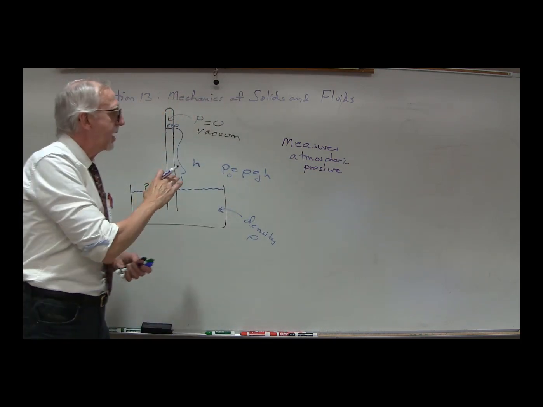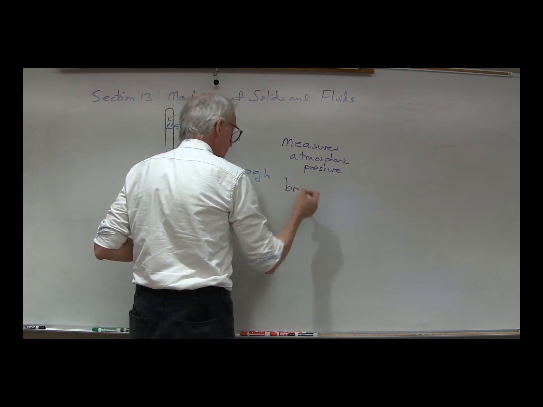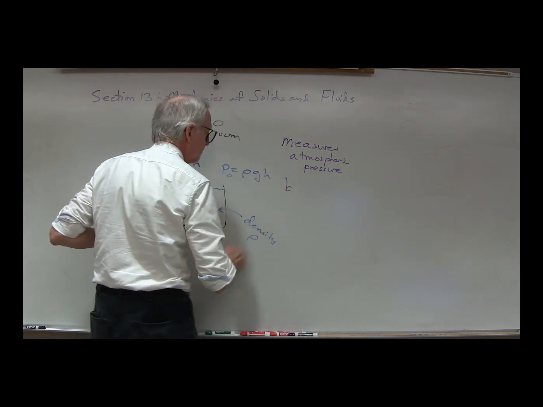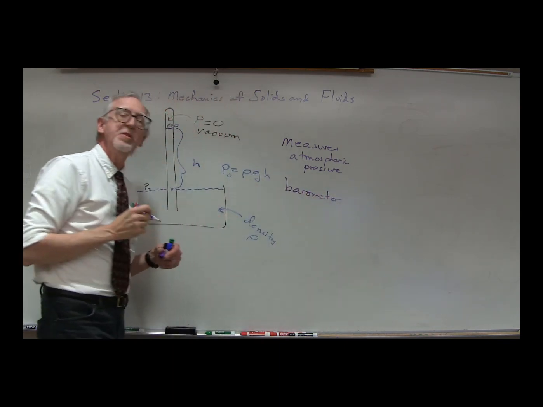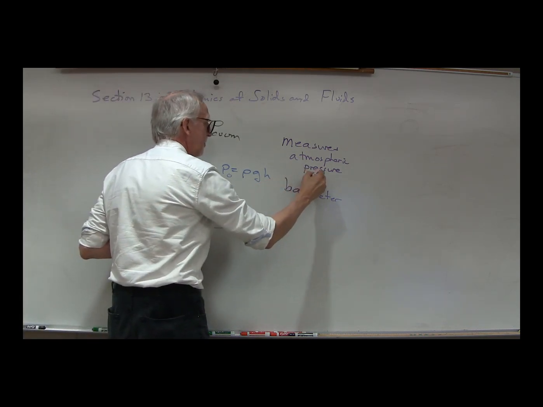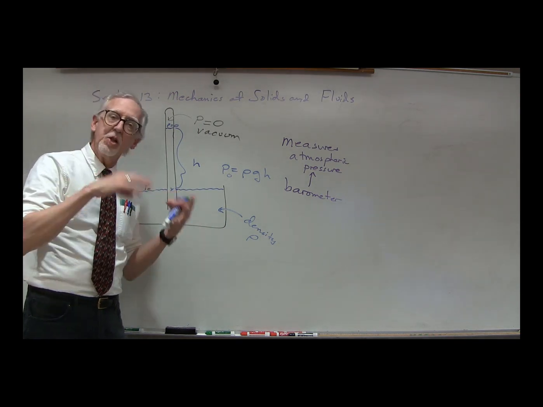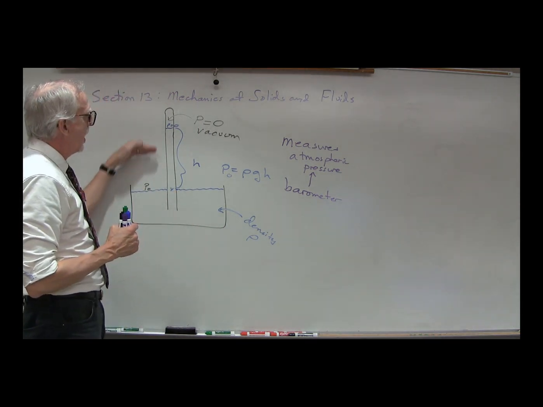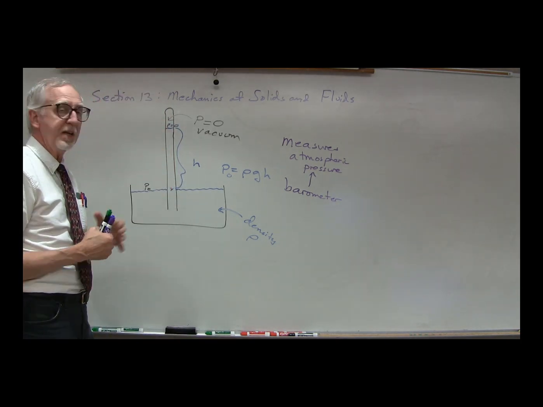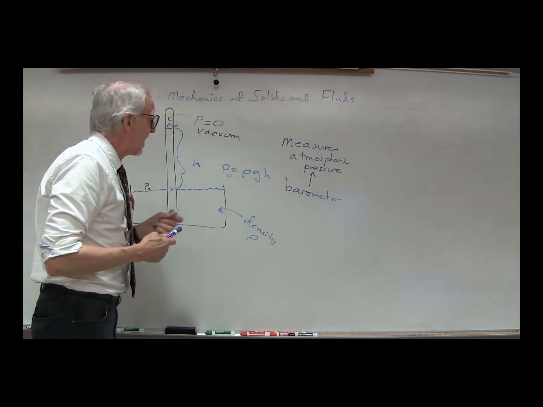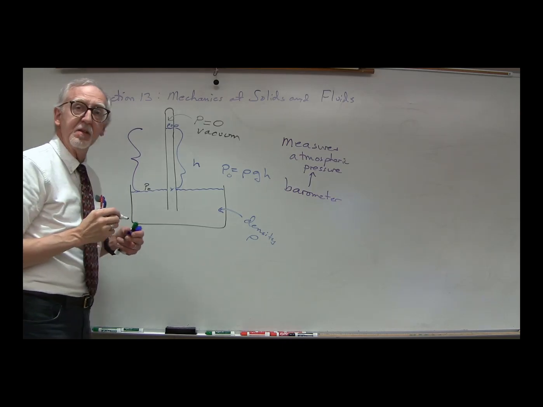Atmospheric pressure is sometimes called barometric pressure, and so this is called a barometer. It measures atmospheric pressure. And when we have a high pressure day or a low pressure day, this level will go up or down. The pressure is directly proportional to the height of this liquid, so early measurements actually determined the pressure in terms of the height of this liquid.